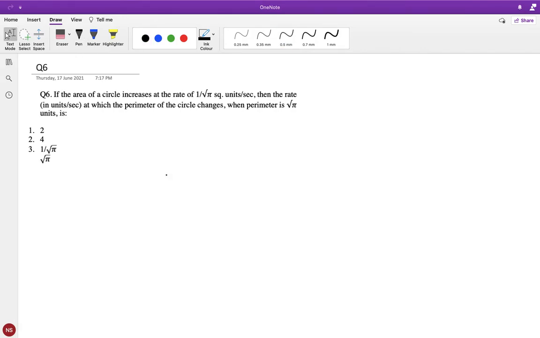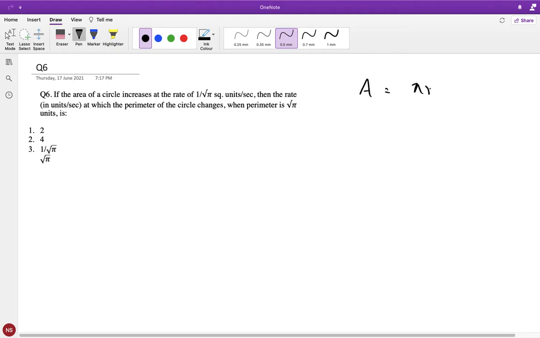Problem number 6. If the area of a circle increases at the rate of 1 by root pi square units per second, then the rate in units per second at which the perimeter of the circle changes when the perimeter is root pi. So we know that area is pi r square and perimeter is what? 2 pi r. Everybody knows this formula.